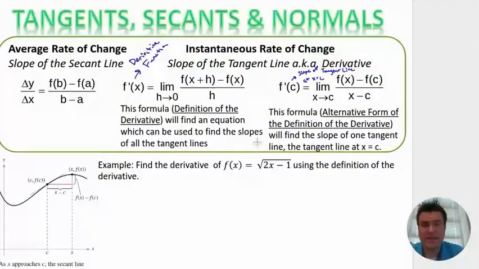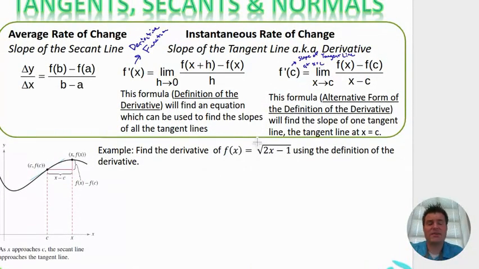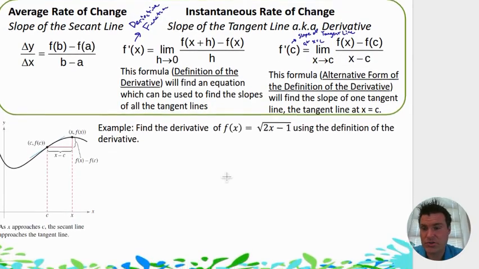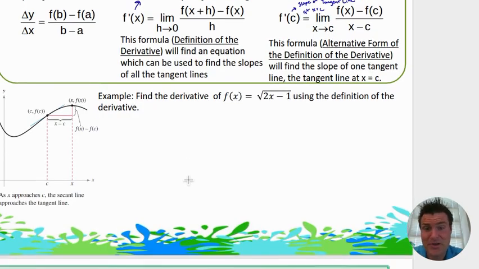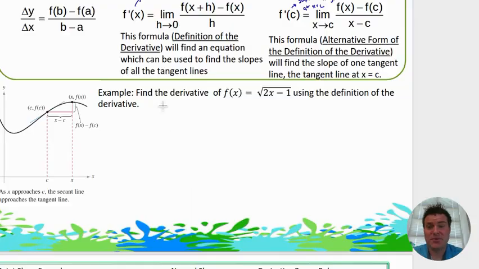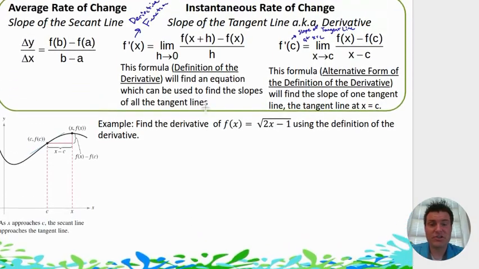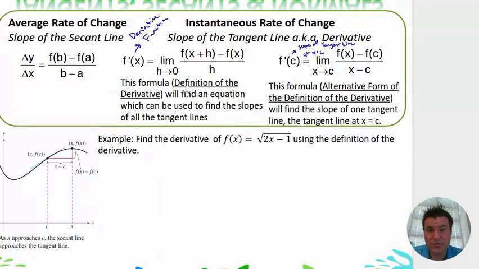Okay, so we have two different formulas we have access to, which will tell us what the slope of the tangent line is, or we're going to be using this new big word, derivative. Pretty much almost all of calculus is derivative, at least the first half of the course. So as you're taking this course, if you don't know what to do, just take the derivative. It's a good chance that that's what you're supposed to do. So we're going to do this example. We're going to find the derivative of f of x using the definition of the derivative, which is going to be this one right here.